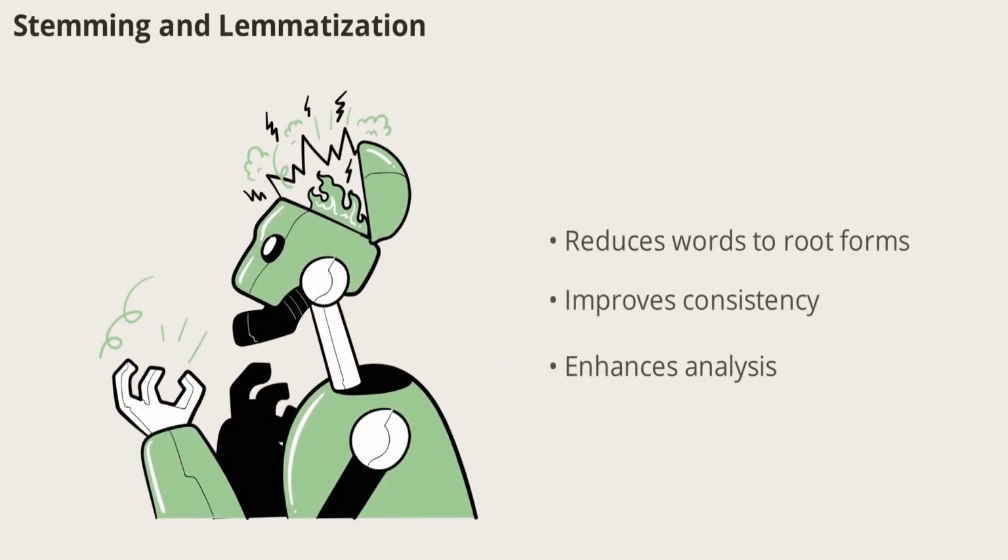Stemming and lemmatization are techniques used to reduce words to their base or root forms. For example, running, ran, and runs are all reduced to run. This helps NLP systems treat similar words as the same, improving the consistency and accuracy of analysis.